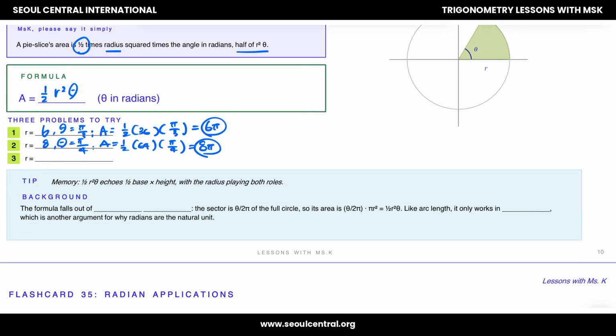Number 3, radius equals 10 and theta equals 3 pi over 4. So by plugging in the values, area equals 1/2 times 100 times 3 pi over 4. So the answer is 37.5 pi.